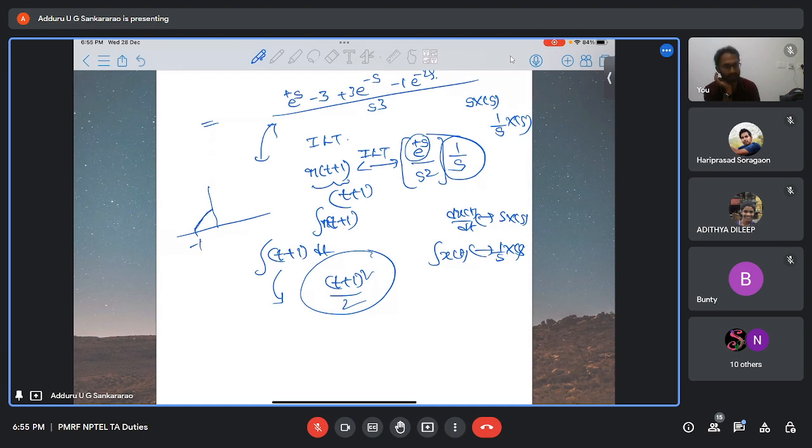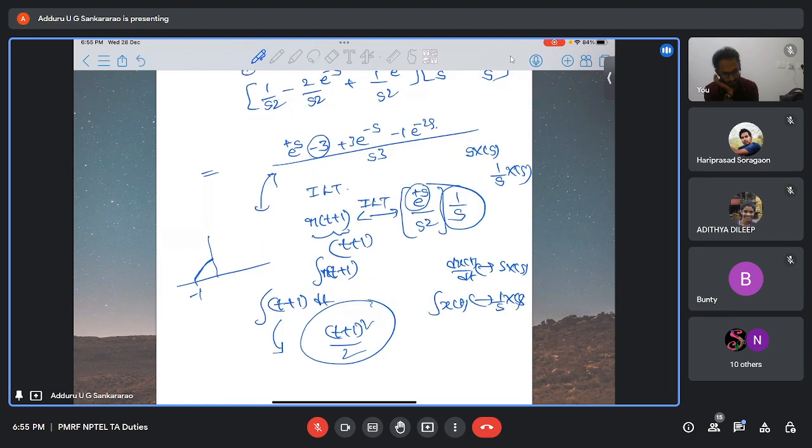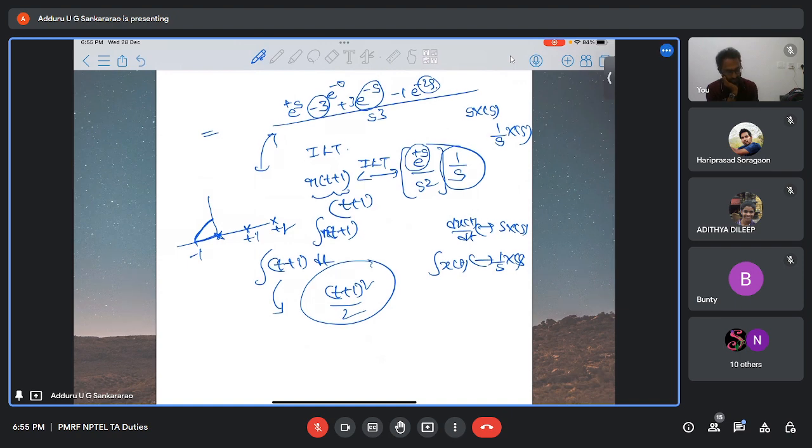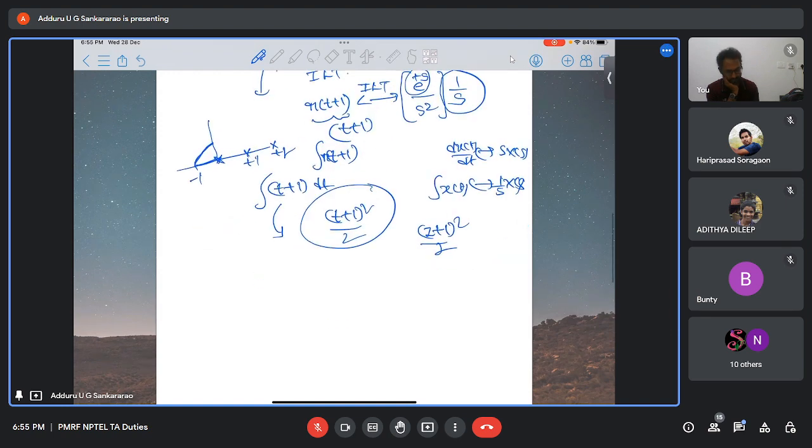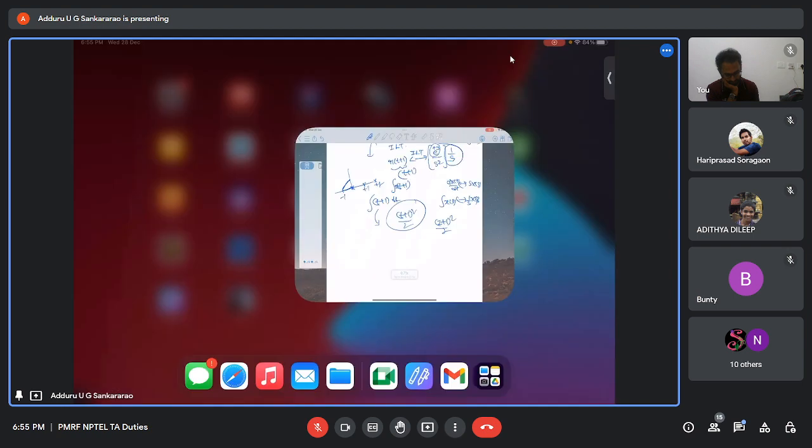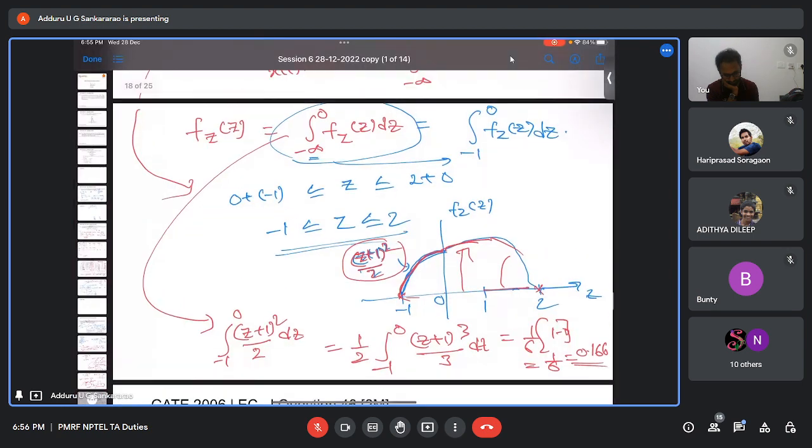Till 0 we want. The next term, minus 3 into e power 0, that means it is coming at t equal to 0. The next term is coming at t equal to plus 1. The next term is at t equal to plus 2. That's why if I find out this one's inverse Laplace transform, that is enough. What I got is t plus 1 whole square by 2. Instead of t, you replace z plus 1 whole square by 2. This is what I wrote, right? Anyway, you can do. Is it clear?